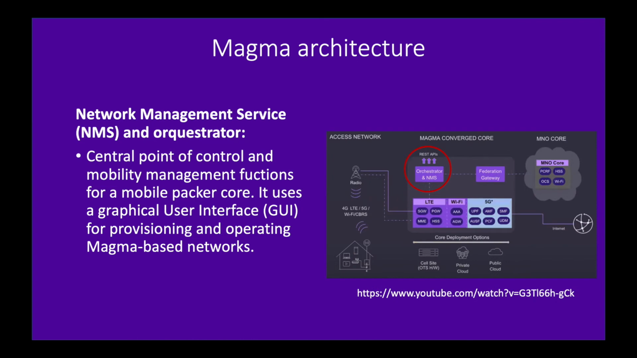The first part of the Magma converged core is the orchestration and the network management service. It is a central point of control and management functions for a mobile packet core. It uses a graphical user interface, the NMS, for provisioning and operating Magma-based networks.